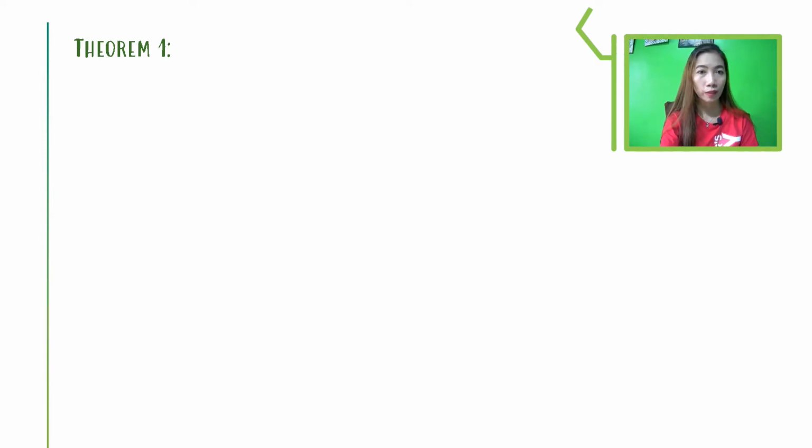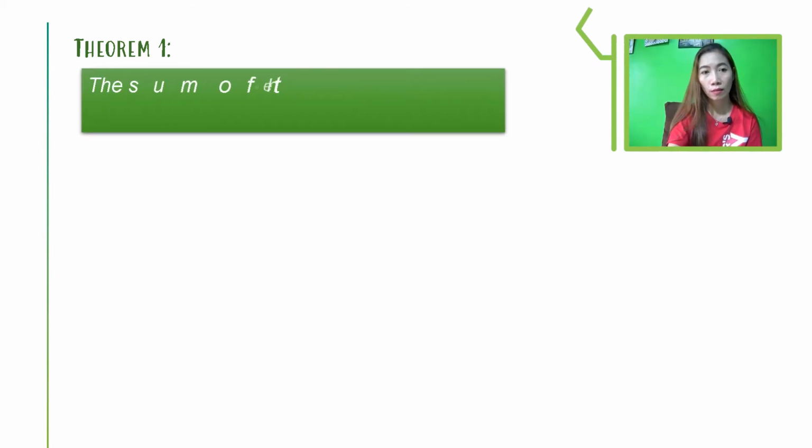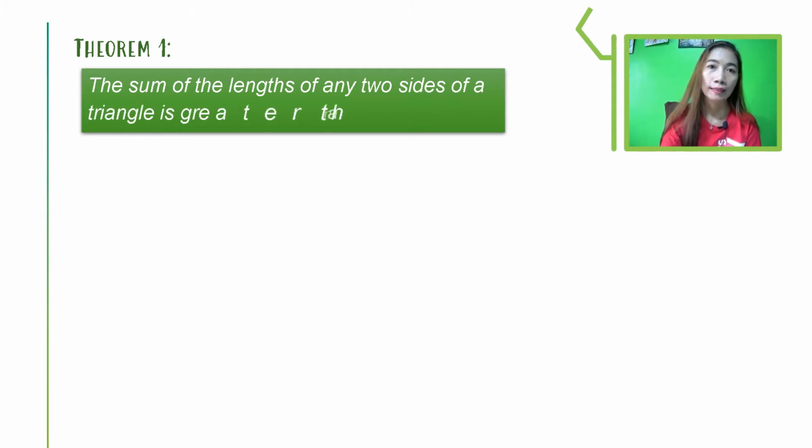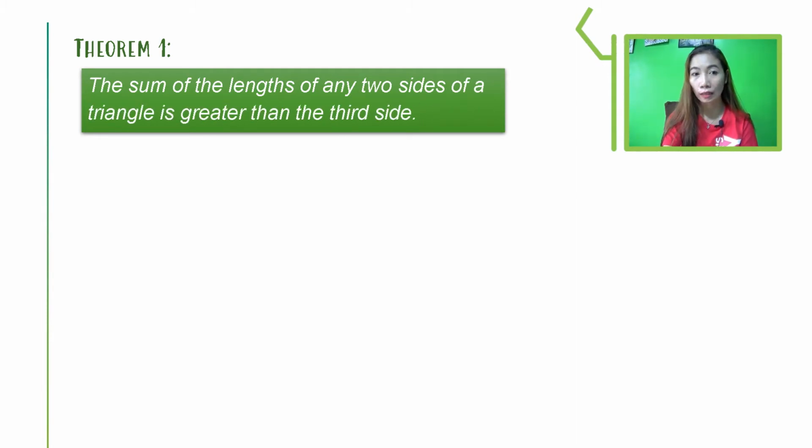Now I will discuss the triangle inequality theorem. For this video, I will only discuss 3, and those are the theorems involved in one triangle. Let's start. The first one says that the sum of the lengths of any two sides of a triangle is greater than the third side.